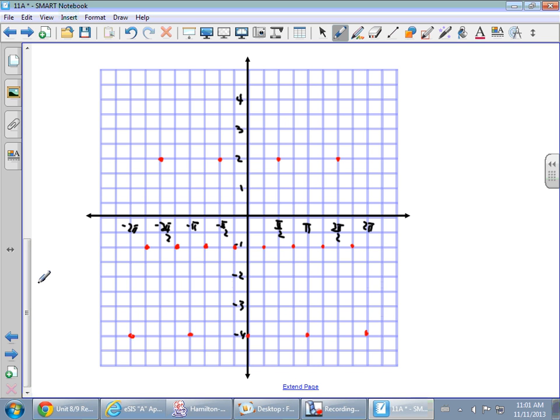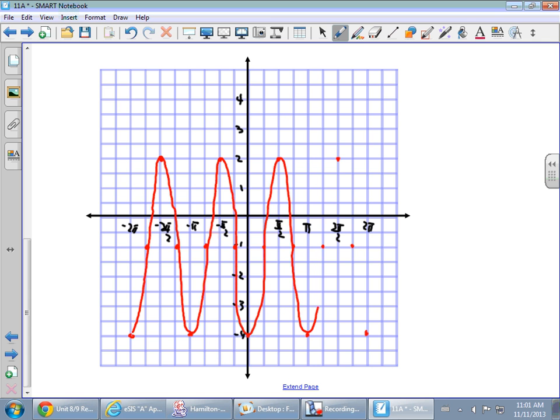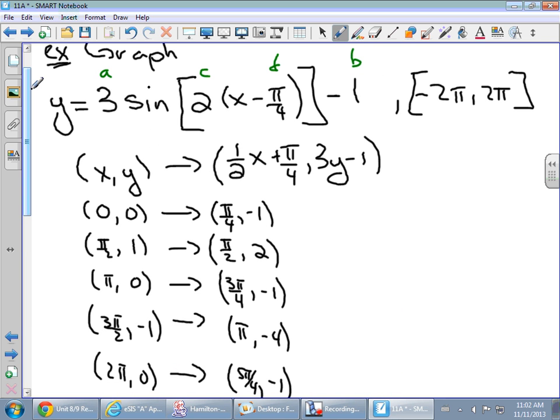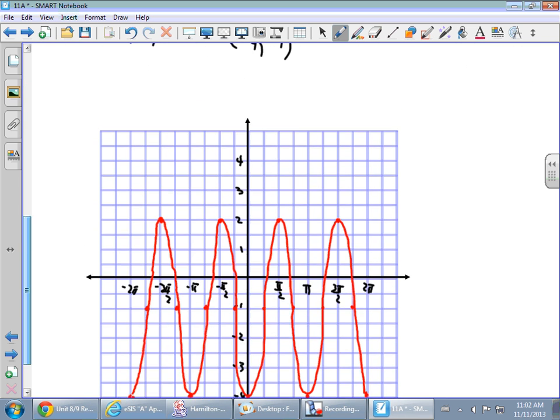Once I've done that, using your pencil, not a ruler, you just join it up as best you can in a smooth curve. And that's the transformed function, y equals 3 sine of 2 times x minus pi over 4.